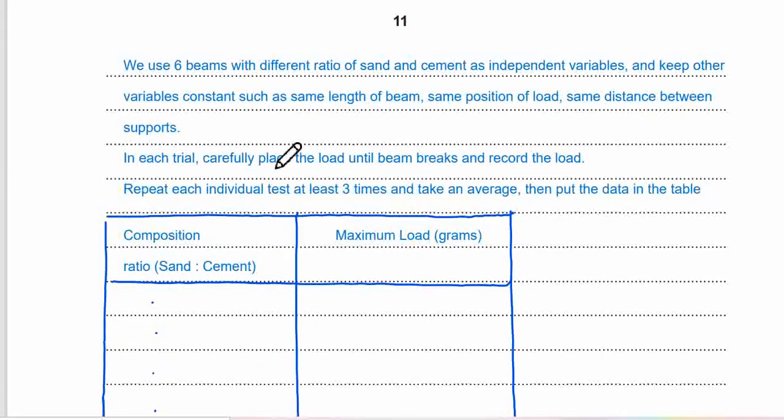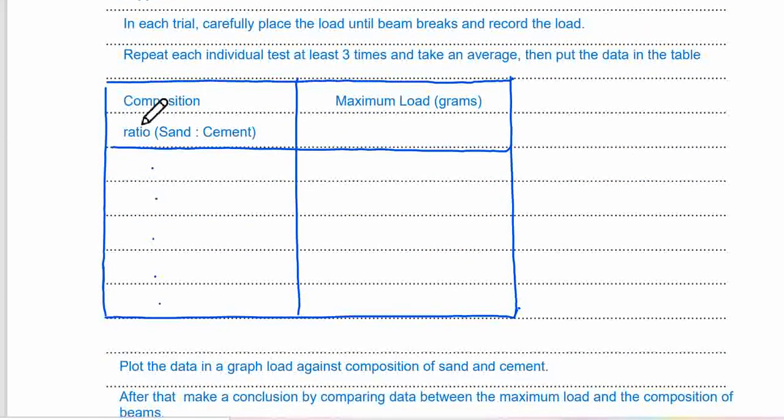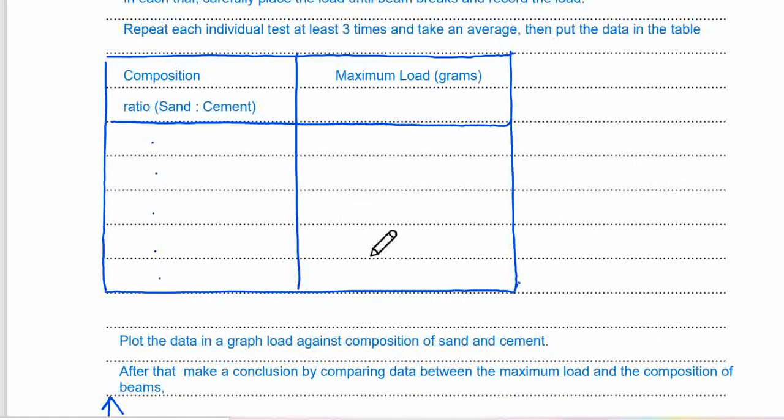Next, in each trial, carefully place the load until the beam breaks and record the load. Repeat each individual test at least 3 times and take an average and put the data in the table like this. Composition ratio of cement and sand, we put down the independent variable, and then the maximum load is the data that we observe. So it will be in gram, don't forget to write the heading, and then we can put the data in the graph of composition and cement.